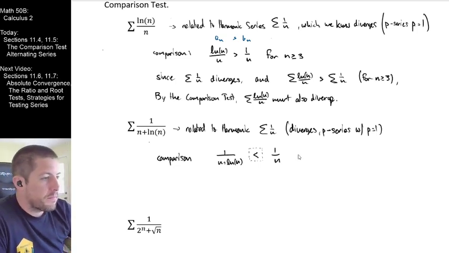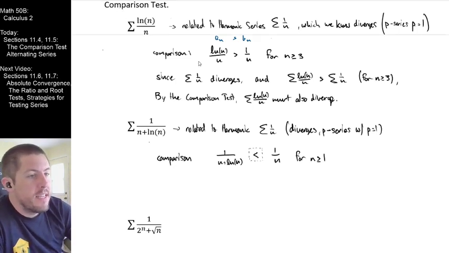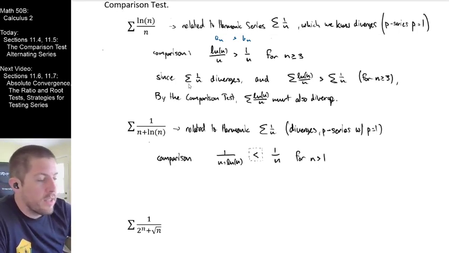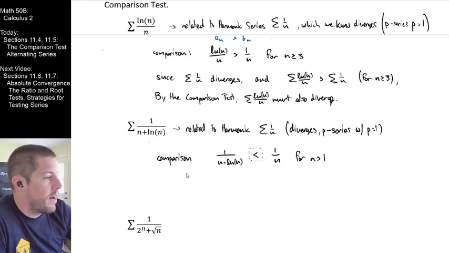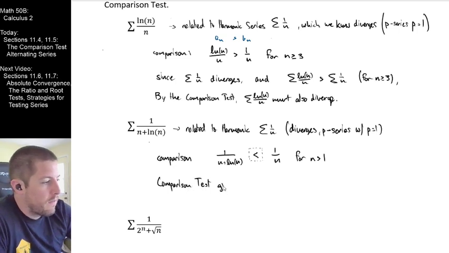And this is true for n greater than or equal to 1. I should say less. Well, okay, if n is equal to 1, they're equal to each other. So I'll say for n greater than 1 right there. So the comparison test is no info here.